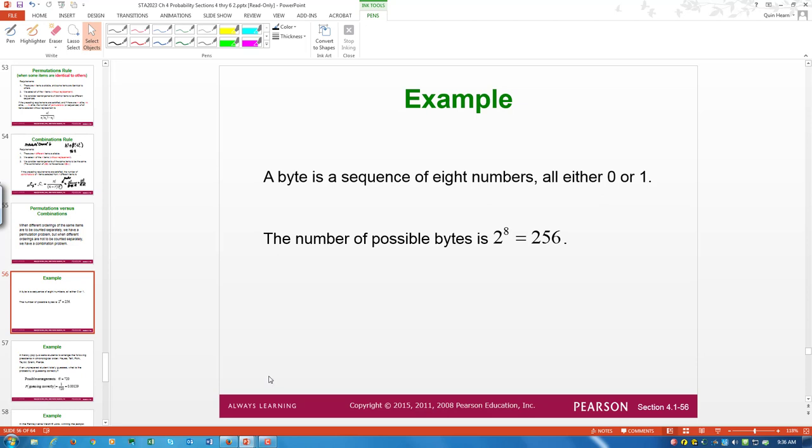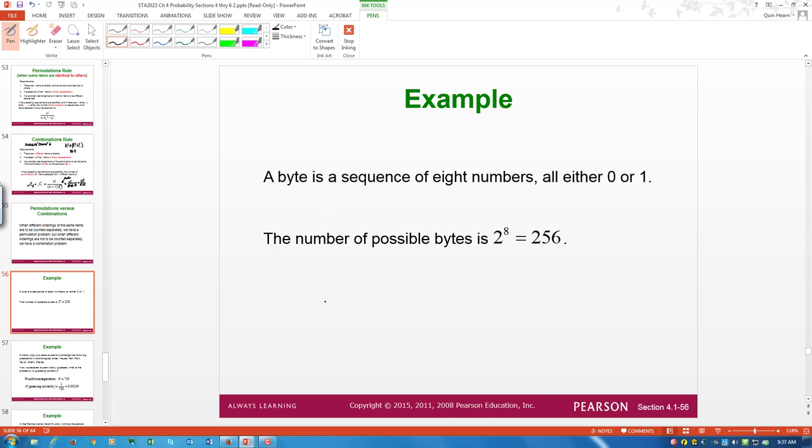Let's look at this example. A byte in computers is a sequence of 8 numbers, all either 0 or 1. The number of possible bytes is 2 to the 8th equals 256. How did I get that? Why do I know that it's 2 to the 8th? You can think of it two ways.